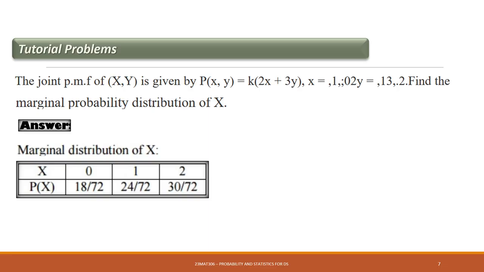This problem is for your practice. I have given the answer using the above formula. Try to solve this problem.